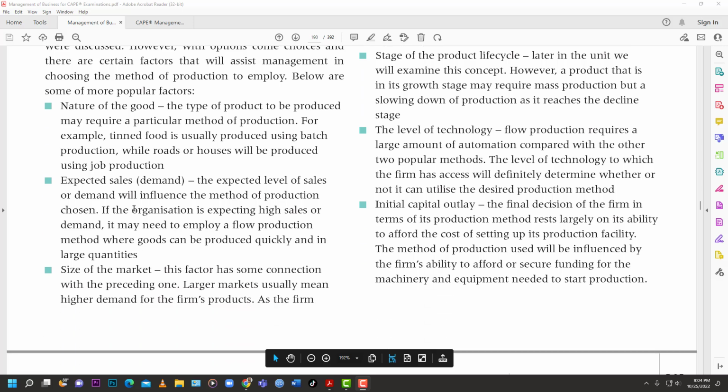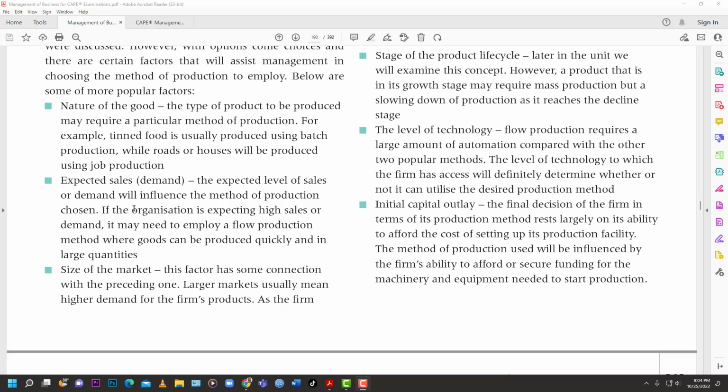Expected sale or demand. If demand levels are high for a particular good and you want to hit the market, hit it hard, hit it fast, then you might want to use a flow production method because you want to get them out fast. Mass production, get them out so to get them sold, right? But if it's a good that is just a niche market, you may want to use maybe a job, you may want to use maybe a batch, right?